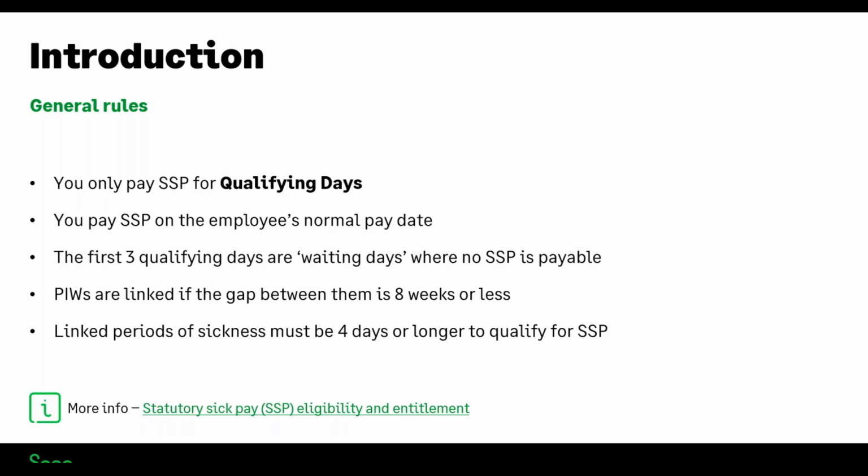The exception for this is known as the linked period. This is when there's a period of sickness with a gap of 8 weeks or less from the previous period of sickness, and the sickness itself doesn't need to be related to the previous one. As long as that gap is 8 weeks or less, they won't serve those 3 waiting days again for the new PIW, and the sick pay would resume from that first qualifying day. But remember as well, that PIW would still need to be 4 days or more in order to qualify for SSP. You'll see more about this when I do the demonstration in the programme shortly. But before I do that, we're going to move on to how to record sickness in Sage 50 Payroll.